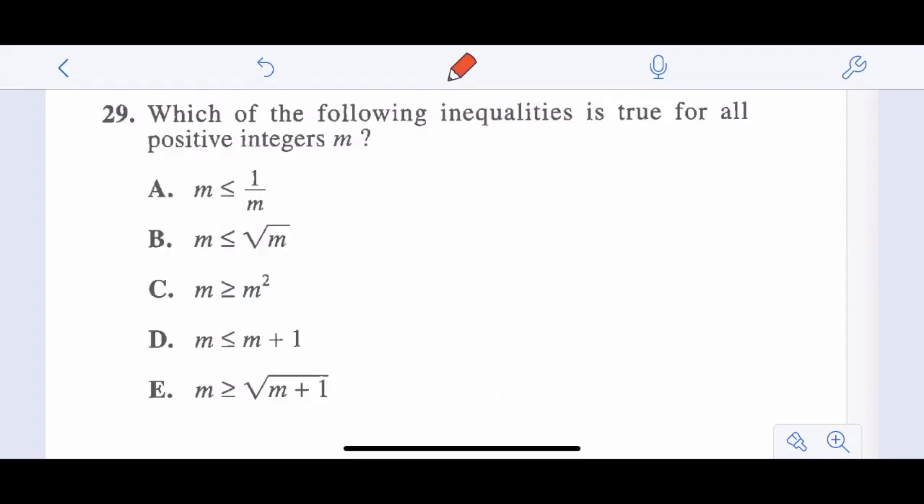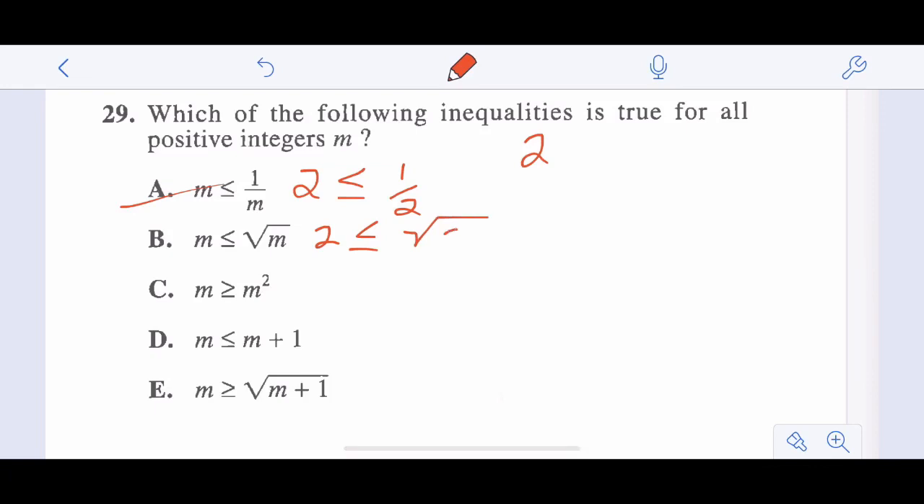The inequality is true for all positive integers m. So I'm just going to make m equal 2 and plug this into C. So 2 is less than or equal to 1/2. That is not true. 2 is greater than that. 2 is less than or equal to the square root of 2. That's not true either. 2 is greater than or equal to 2 squared. Nope, 2 is not greater than 4.